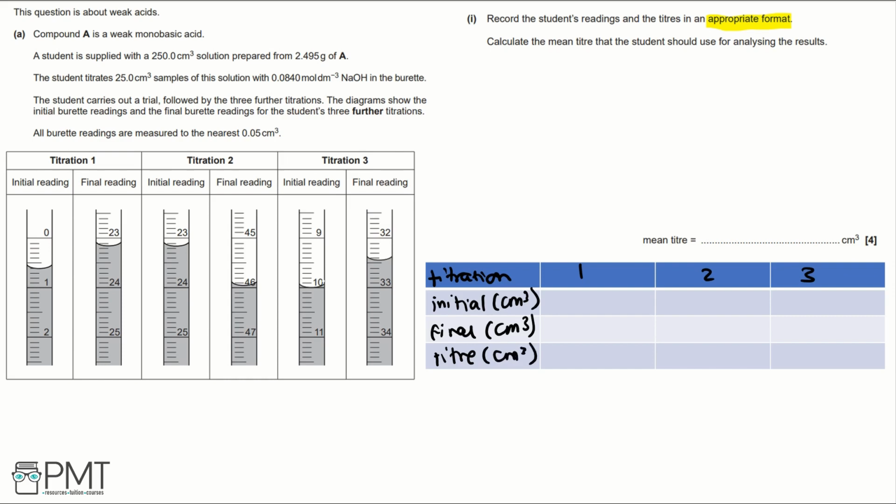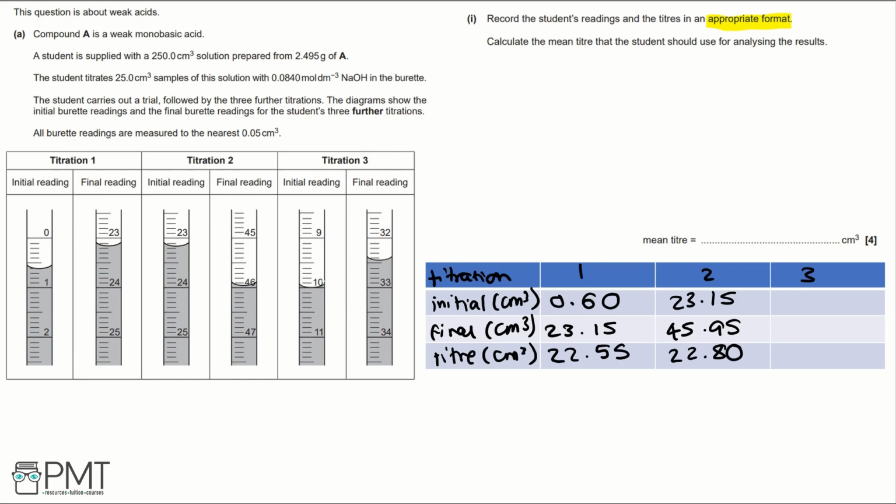If we look at titration 1, the initial reading is 0.60. You read down on the burette. The final reading is 23.15, making the titer 22.55. For titration 2, the initial reading is 23.15. The final reading is 45.95, making the titer 22.80. Notice I'm writing everything to 2 decimal places, and this is a really important skill and technique to use when doing titration readings because you can get marked down if you don't.